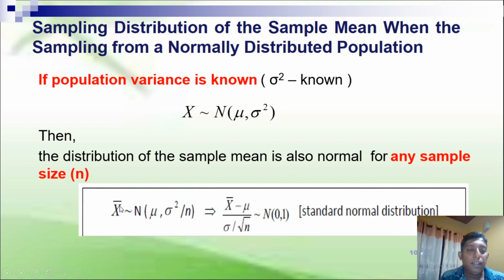Then the theory says that the distribution of the sample mean x bar is also normal with the population mean mu and variance sigma square over n. That means we just divide the population variance by the sample size n. Next is the formula to convert this into the standard normal distribution. This is the transformation: x bar minus mu, divided by the standard error of x bar, sigma over square root n.